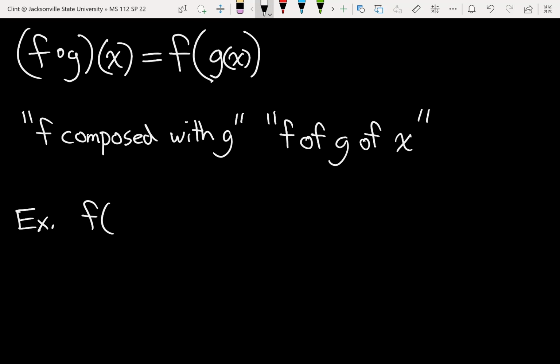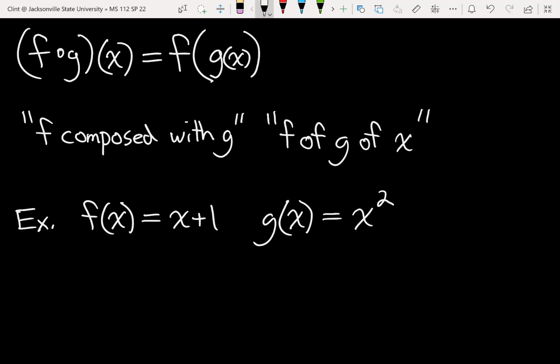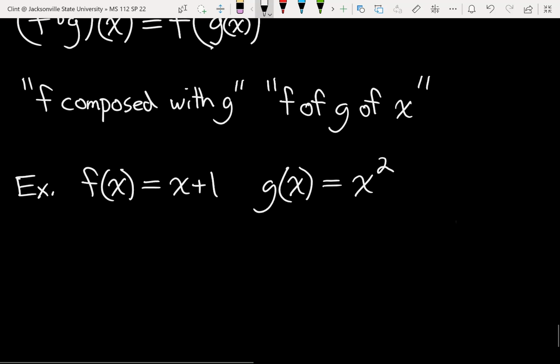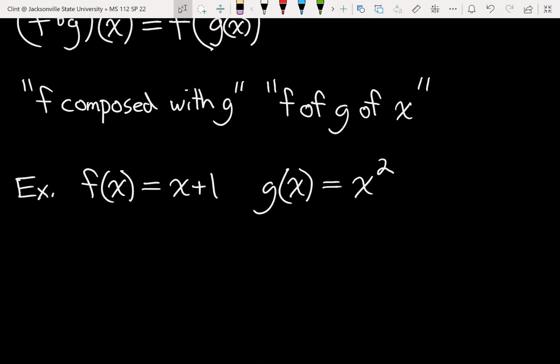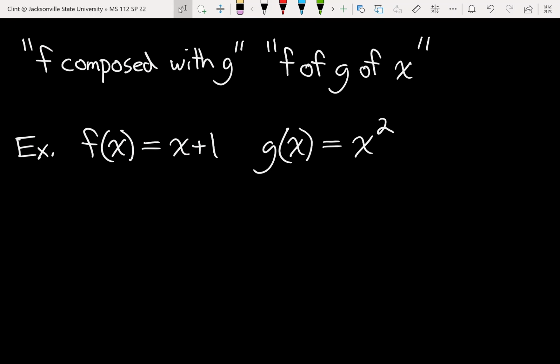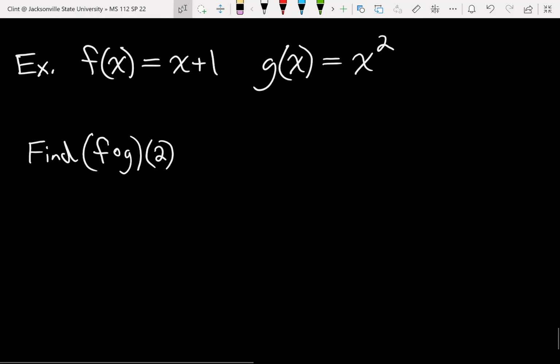First way, let's get two functions. One thing that makes it a little confusing is that when we write our two functions, we use x for both of them. So you've got x's in both functions. But let's find F composed with G of 2. What this notation means is we want F of G of 2.